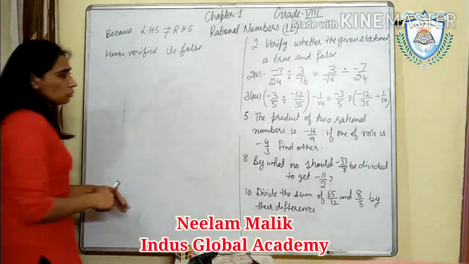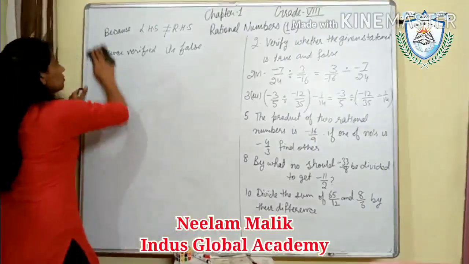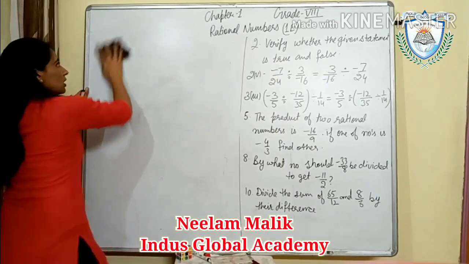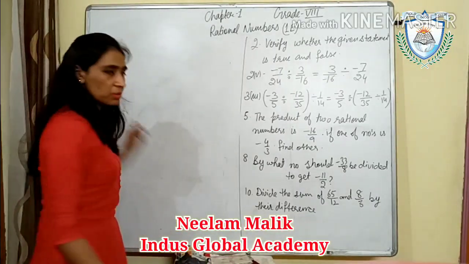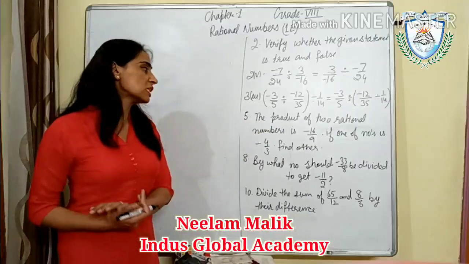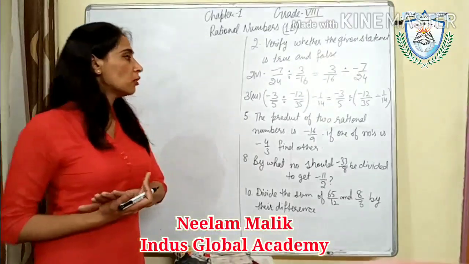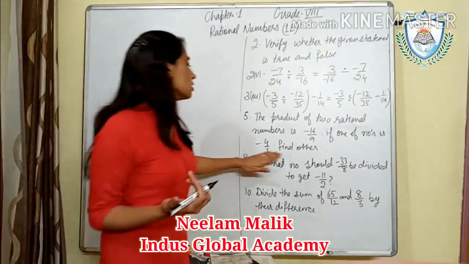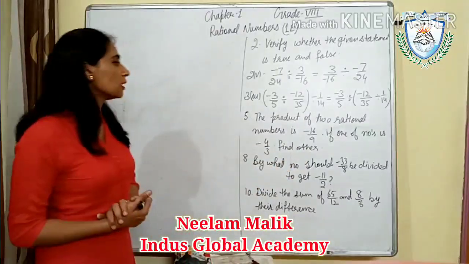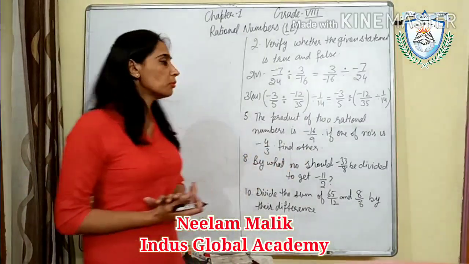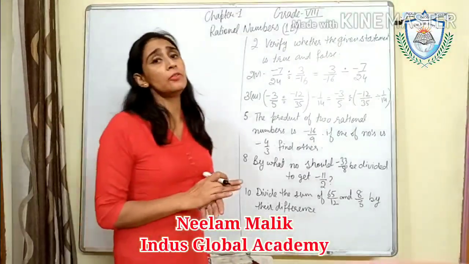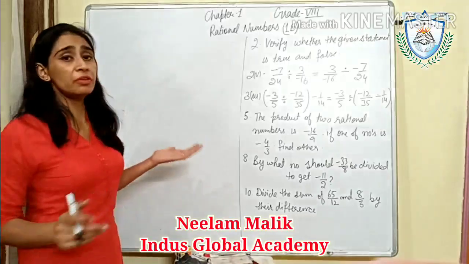Okay, so now question number 5. Question number 5 is a statement sum. Question number 8 and 10 also. I'll explain these 3 statement sums for you. Remaining you will do on your own. In question number 5, the product of two rational numbers is this. If one of the numbers is this, find the other. Means the product is given, that is minus 16 upon 9, and the one number is minus 4 upon 3. Find the other. We have already done this type of sum in a previous exercise.